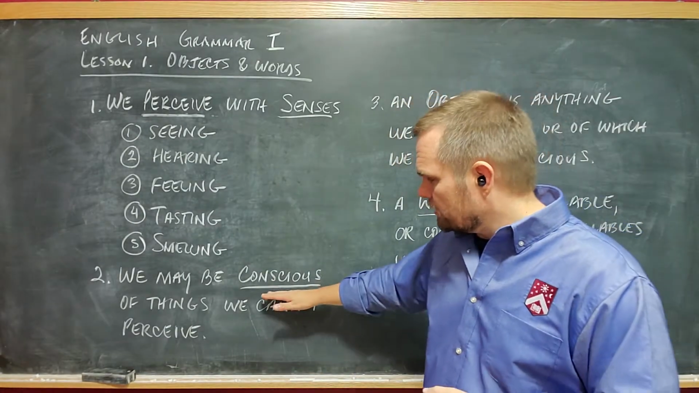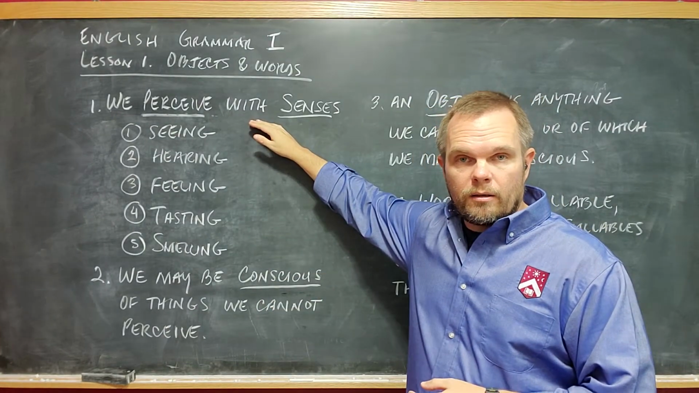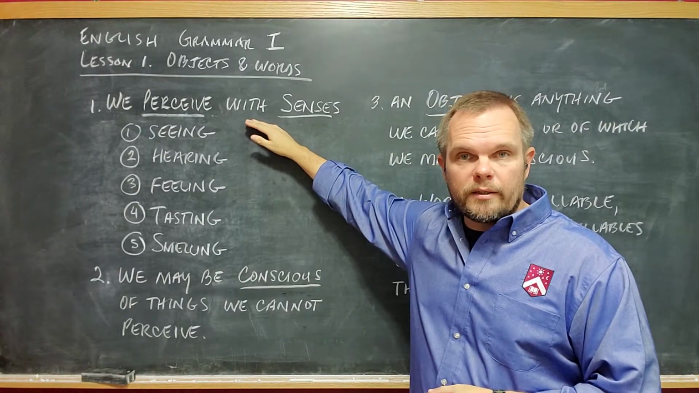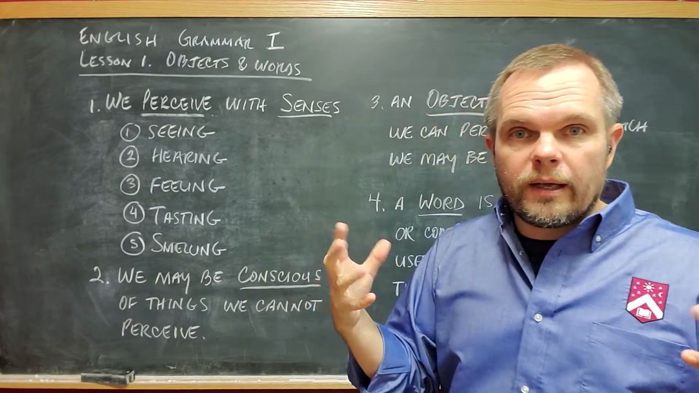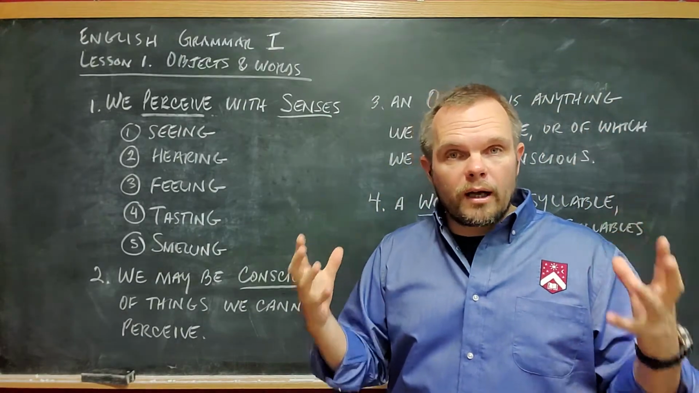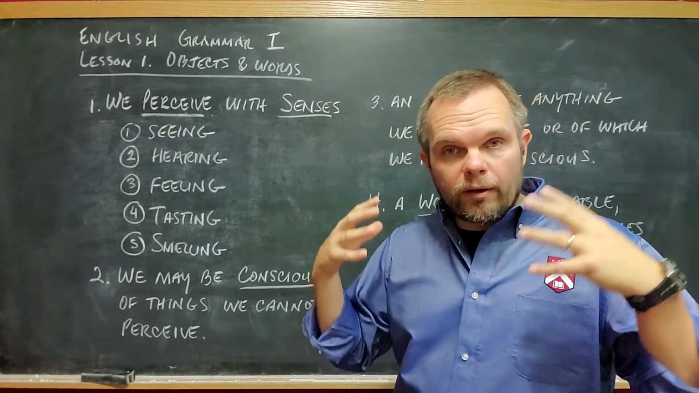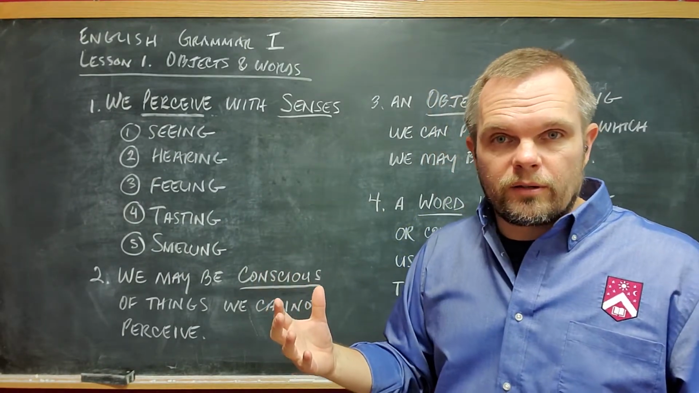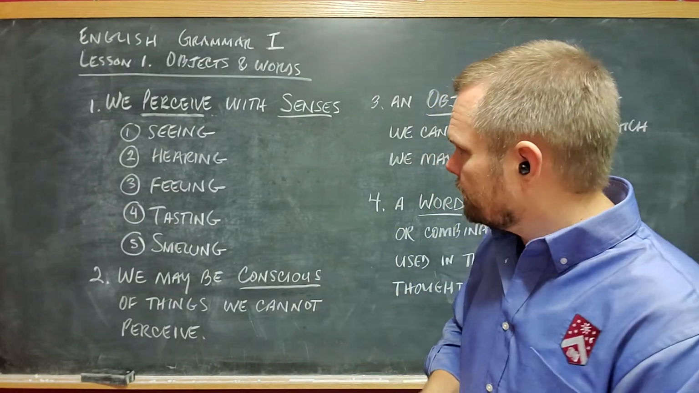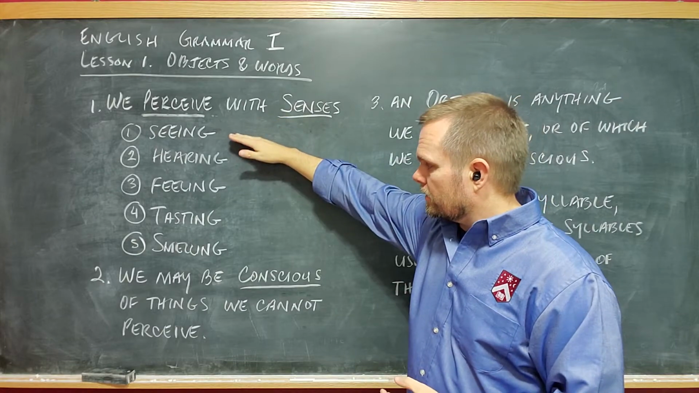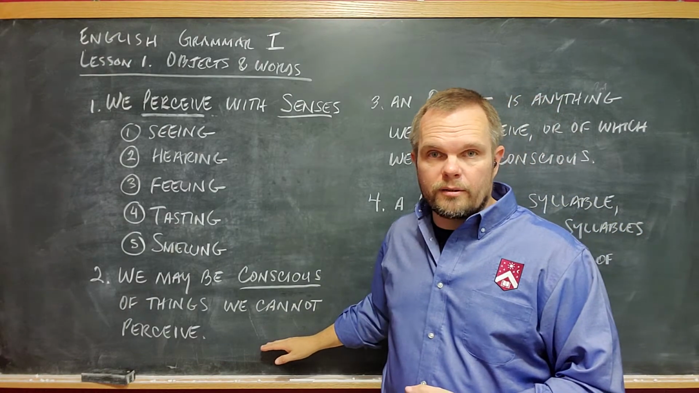So we can be conscious of things and we can perceive things. But everything that we perceive, we are also conscious of. So everything that we know, we are conscious of. Some things we can perceive, but everything we know, we are conscious of. And some things that we know, we can perceive. Okay? We perceive with our senses. These are the five senses. But we may be conscious of things we cannot perceive.